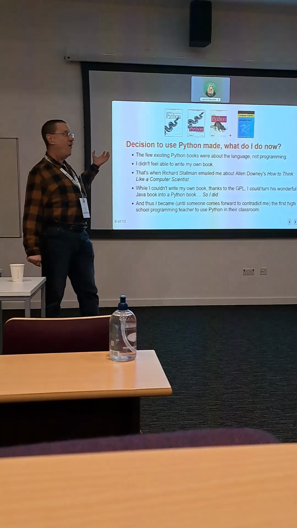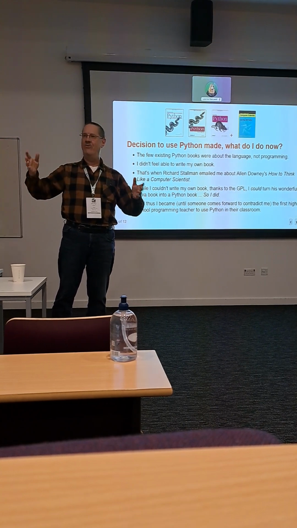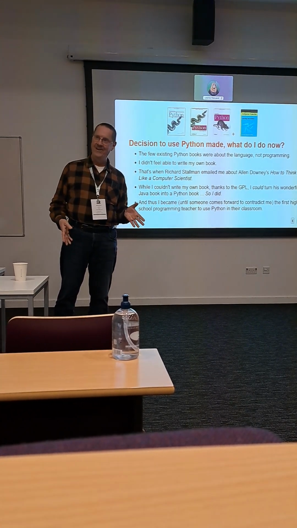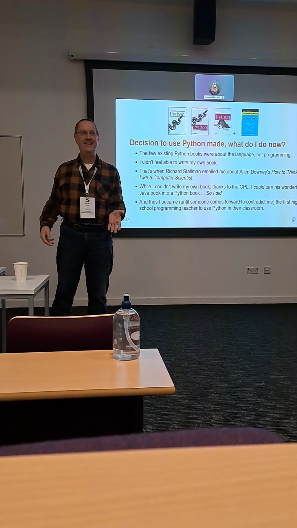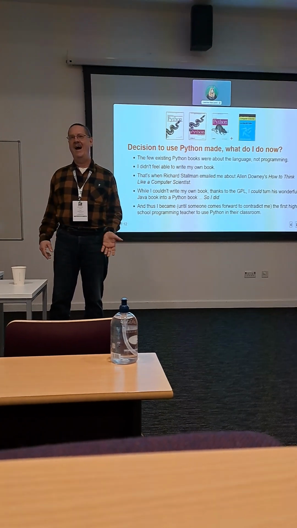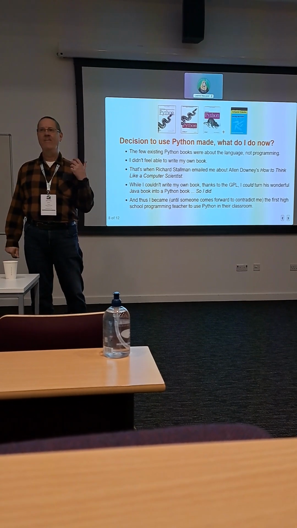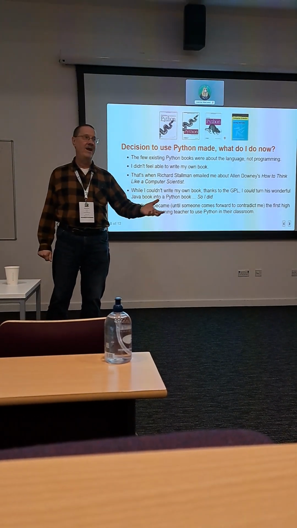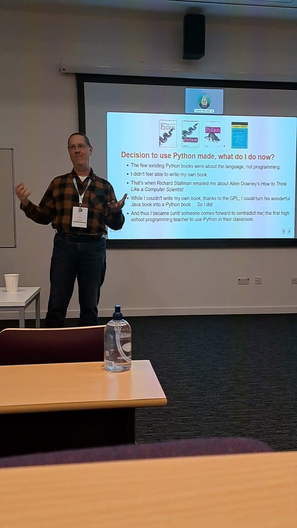Well, Richard Stallman, the father of the free software movement, whom I had emailed back and forth, introduced me to Allen Downey. He said, Allen Downey has this book, How to Think Like a Computer Scientist. I took a look at it. This is a wonderful book. And while I don't feel like I could write a textbook on my own to start out with at this point, I could take Allen Downey's book and turn it from a Java book into a Python book.